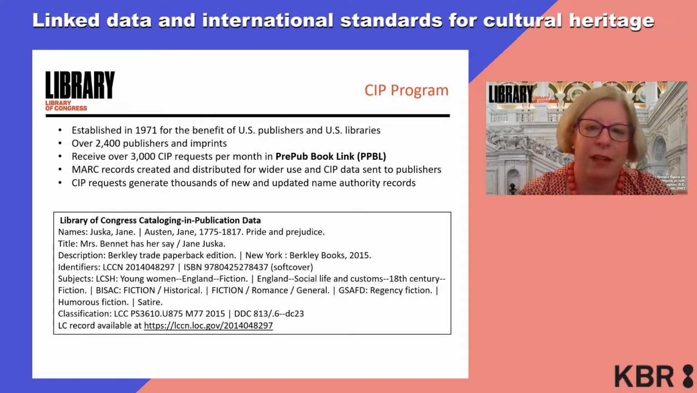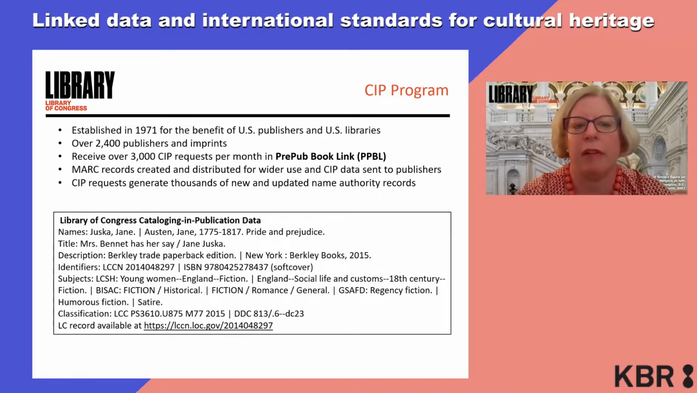Just for some context, I'd like to tell you about the CIP program, or Cataloging in Publication. It was established in 1971 for the benefit of US publishers and US libraries. We have over 2,400 publishers and imprints that participate in the CIP program, and we receive 30 to 40,000 CIP requests per year in Prepub BookLink. So it's a very heavy workload.